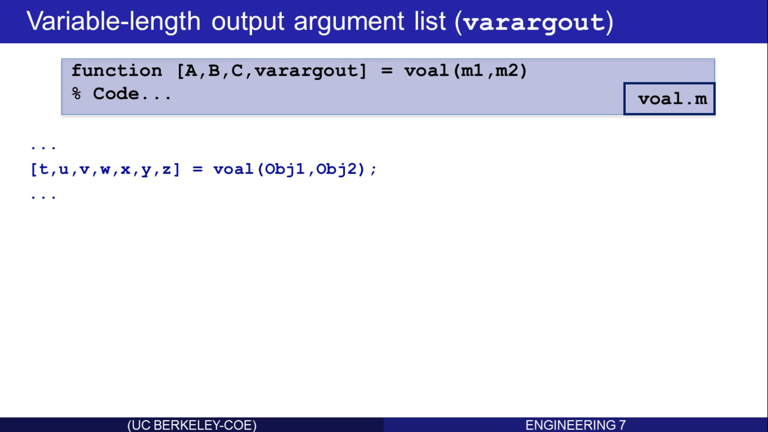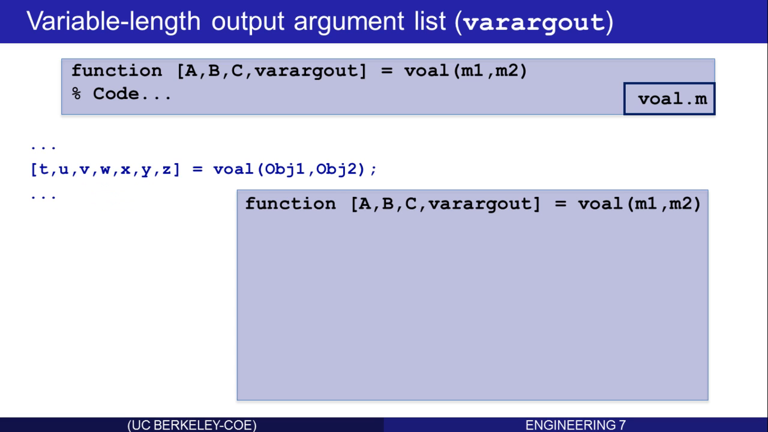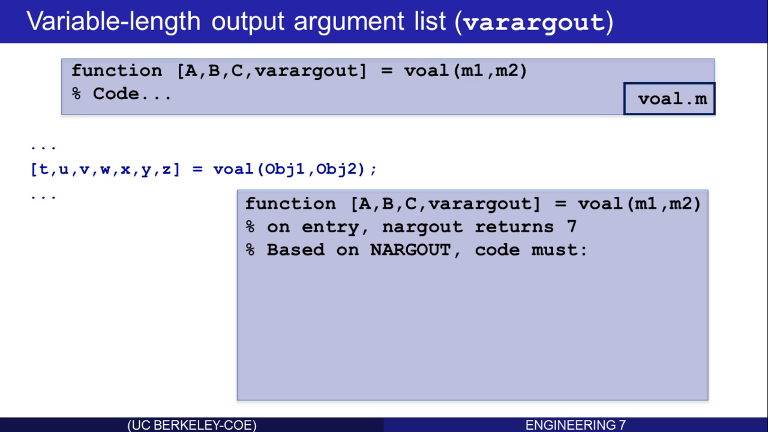Here's what the vol code should properly do. On entry, the function nargout will return the number 7. Indeed, this function was called with 7 output arguments. Based on this value of nargout, the code inside vol must do the following. It must allocate enough space for varargout. There are 3 standard output arguments, requiring that varargout be of dimension 1 by 4 to handle the total of 7.